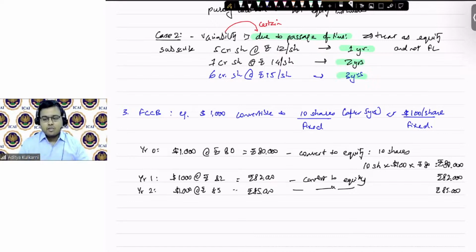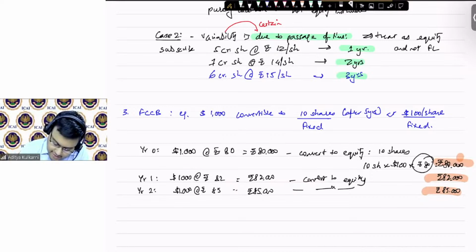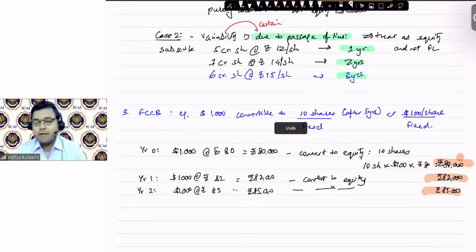See, Infosys has issued FCCB, but Infosys will do the accounting in its books in INR, because Infosys is an Indian company, so the functional currency of Infosys is going to be INR. So Infosys is going to record these FCCBs in the Indian currency. So the Indian currency equivalents map out to 80,000, 82,000, 85,000. Now understand the convertible nature of these bonds. The convertible nature of these bonds is giving rise to a variable price.